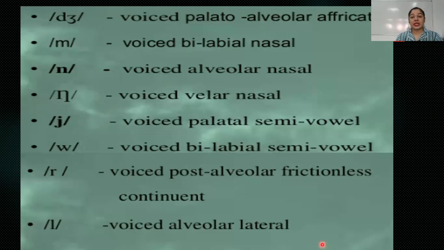Now, j. J is a voiced palato-alveolar fricative. Voiced bilabial nasal. Voiced alveolar nasal. Voiced velar nasal. Y, voiced palatal semivowel. W, voiced bilabial semivowel. R, voiced post-alveolar frictionless continuant. L, voiced alveolar lateral.